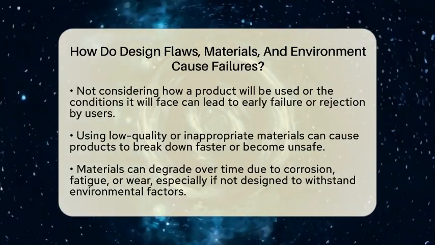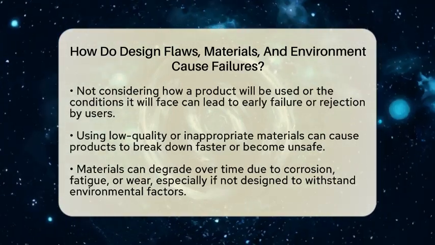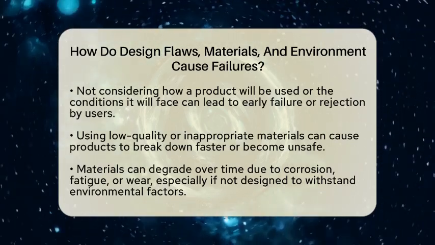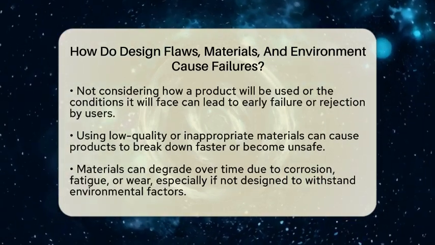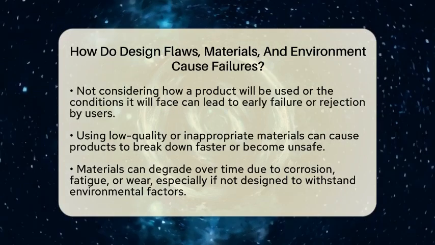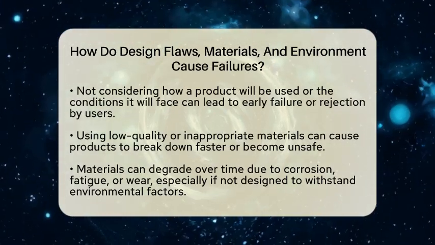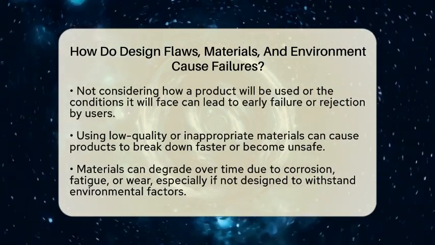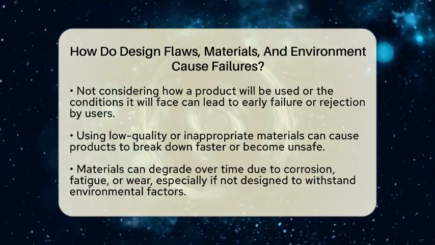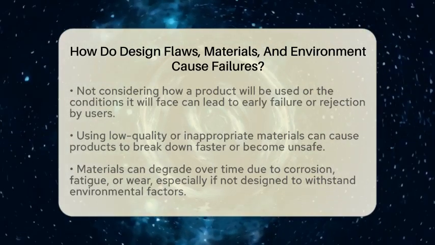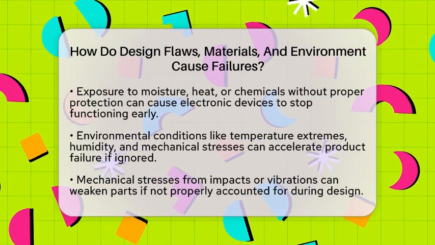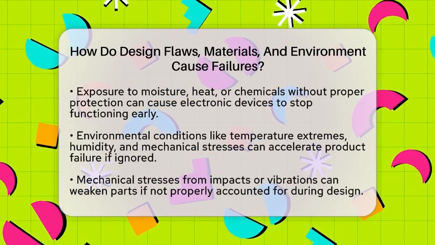Over time, materials can degrade because of corrosion, fatigue, or wear. If a product isn't designed with these factors in mind, it might fail sooner than expected. For example, electronic devices exposed to moisture or heat without proper protection can stop working early. Materials that aren't suited for the environment can crack, rust, or corrode, causing mechanical failures.